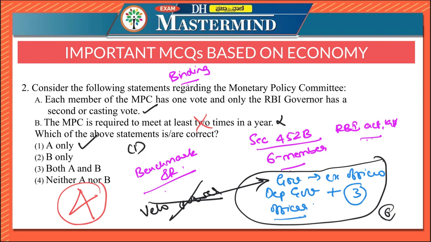vote. So what is the meaning of casting vote? Of these 6 votes, if 3 votes are in favor and 3 votes against a decision, then the governor casts his vote as a casting vote in case of such a tie. In that scenario, whoever the governor votes for will be using casting vote to arrive at the decision.